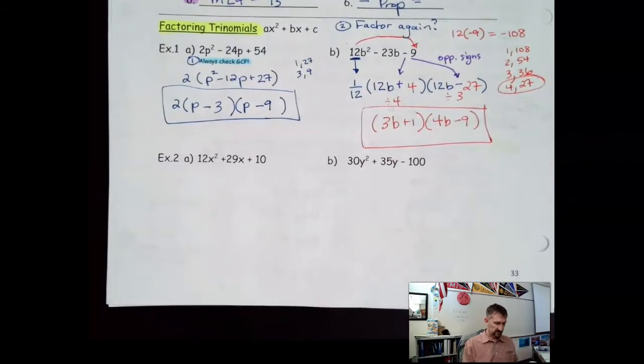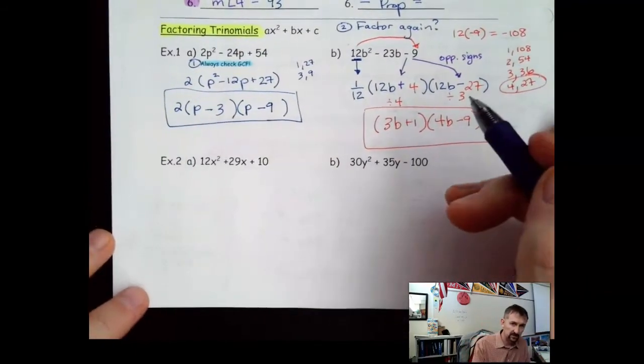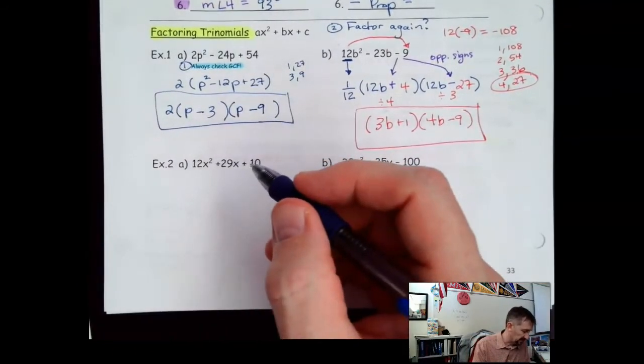So hopefully you can pause it and try the next one yourself. Factoring is a very important skill in Algebra 2, and we use it a bit in geometry also.